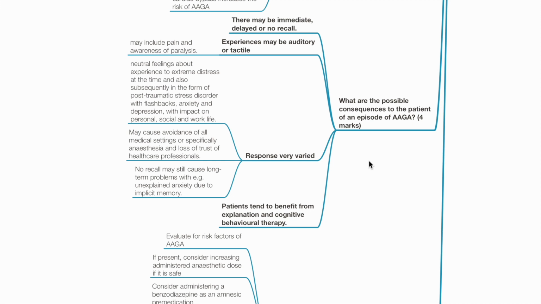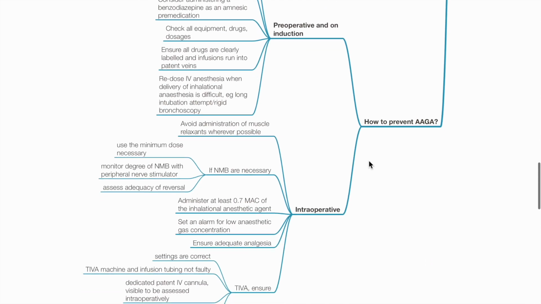to post-traumatic stress disorder with flashbacks, anxiety, depression, and impact on personal, social, and work functioning. The patient may avoid all medical settings, or specifically anesthesia, with loss of trust in healthcare professionals. No recall may still cause long-term problems such as unexplained anxiety due to implicit memory. Patients tend to benefit from explanation and cognitive behavioral therapy.